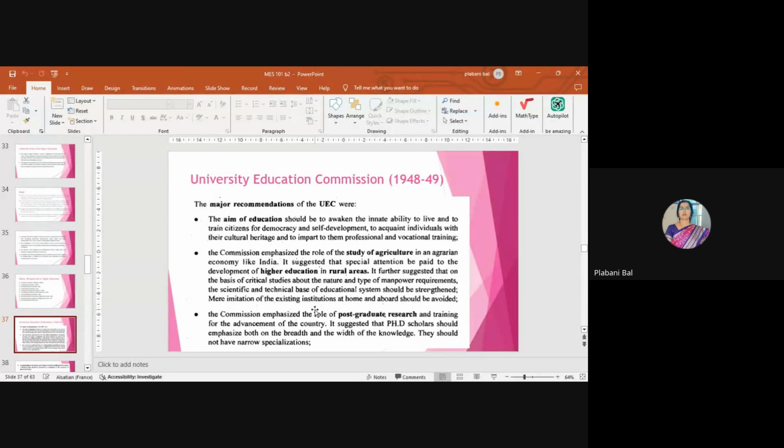It was there in the recommendation of the University Education Commission, but you people have to think and compare. As we proceed with our discussion, you have to compare what is there in the 48-49 policy, what is there in the 64-66 policy, and whether the recommendations are carried forward or whether the goals are in one line. That you have to think of.